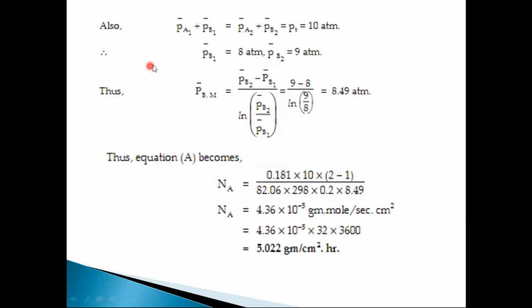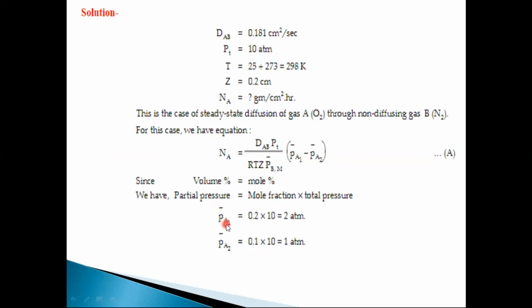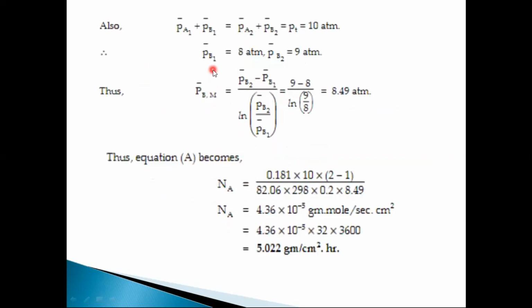Next, we know that PA1 bar plus PB1 bar is equal to total pressure, and PA2 bar plus PB2 bar is equal to total pressure, that is 10 atm. We have calculated PA1 here, so from this equation we can calculate PB1 and PB2. Then PBM is equal to PB2 minus PB1, divided by ln of PB2 bar divided by PB1 bar, which is 9 minus 8 divided by ln 9 by 8. That is, PBM bar is equal to 8.49 atm.